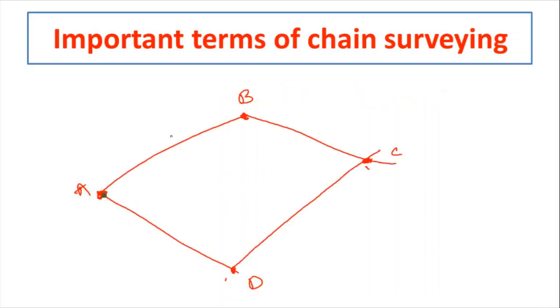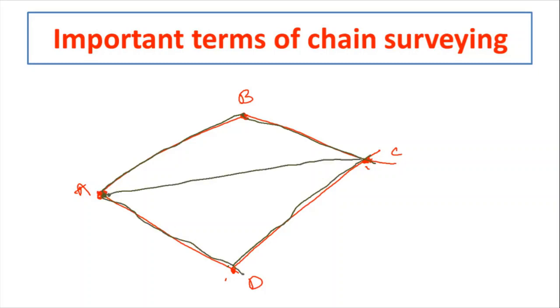Then if you take any two main survey stations and join them using a line like this, those lines are called main survey lines. So the lines joining the main survey stations are called main survey lines. What are the main survey lines here? AB is a main survey line, BC is a main survey line, CD is a main survey line, and AD is a main survey line. Along with them, AC is also a main survey line, right? Because A and C are also main stations, so the line AC will also be a main survey line.